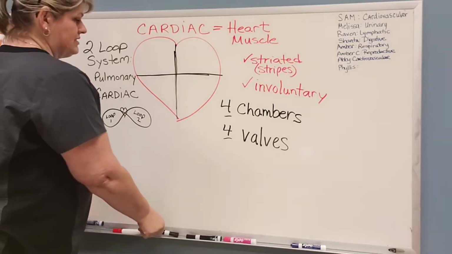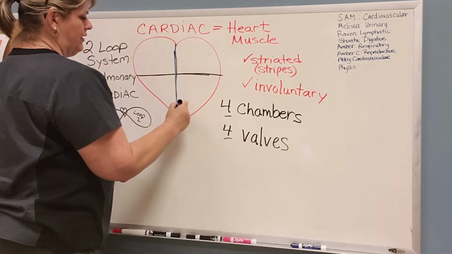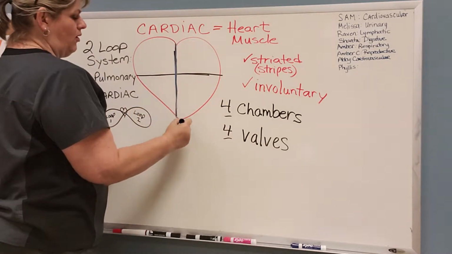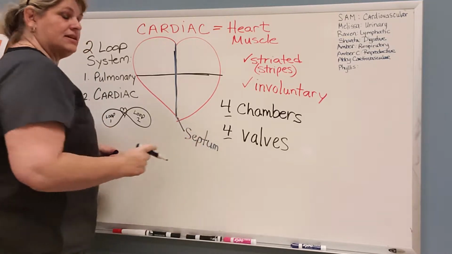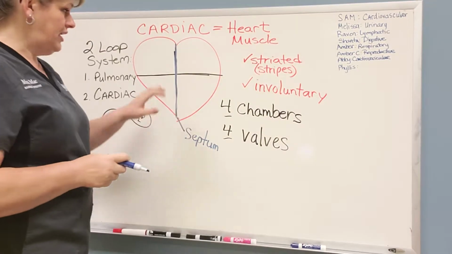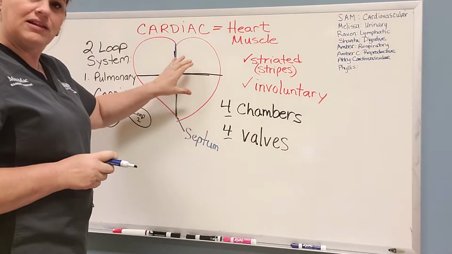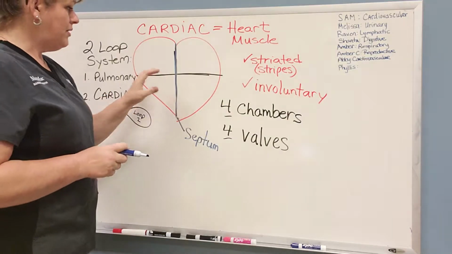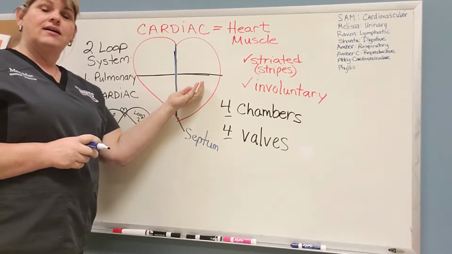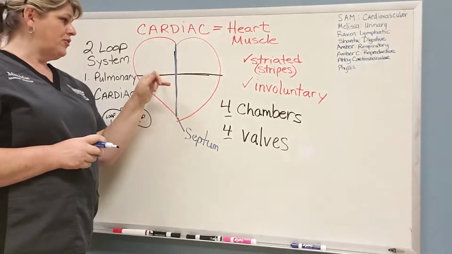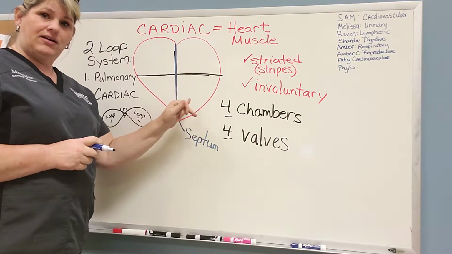And the reason they don't mix is because of this wall right here. This wall is called the septum. So what that means is blood that is unoxygenated comes in on the right side, cannot cross over into the left side. It's impossible, because the right side eventually is going to go to the lungs. The left side comes back from the lungs. So the blood in these areas will never ever mix with the blood in those areas.